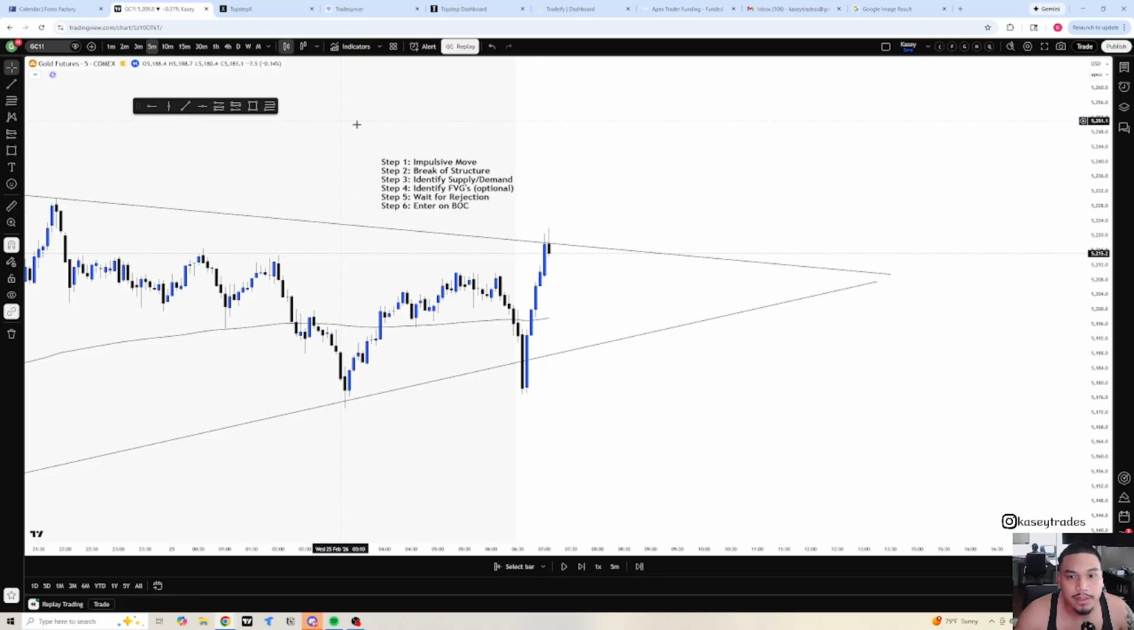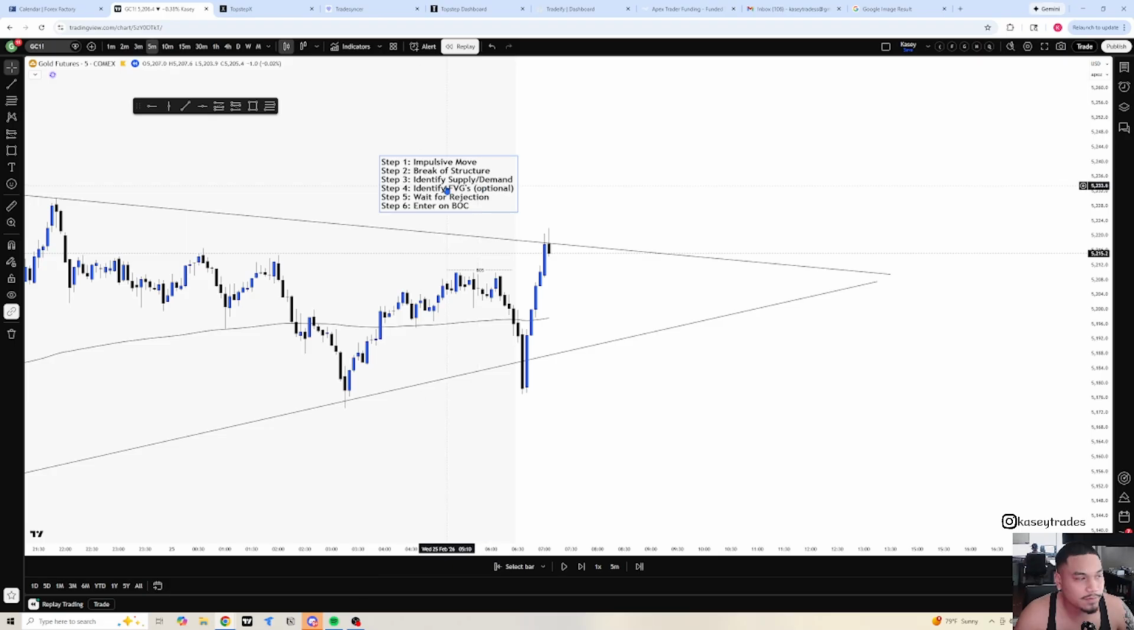But anyways, after this impulsive move, you can tell we have step 1. Step 2 right here would be our break of structure, which is the break of these highs right here. So now we have step 2 out the way.